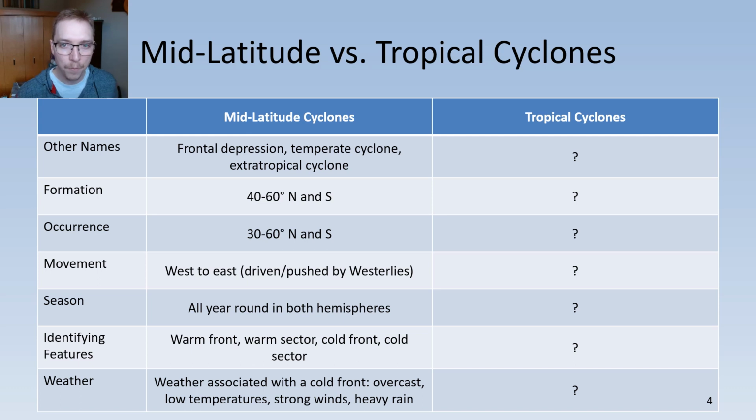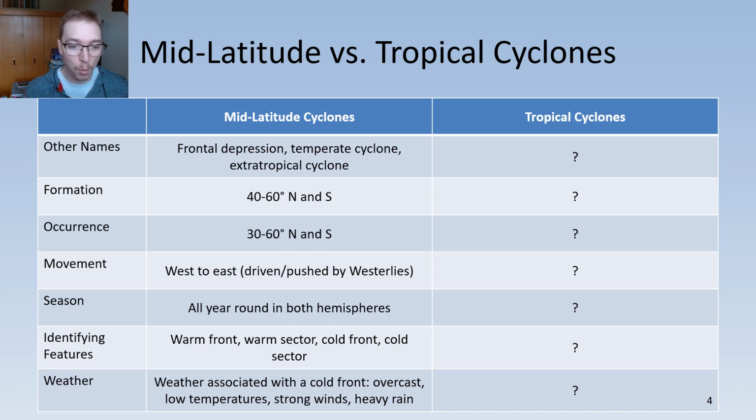So if we put them all together, for mid-latitude cyclones, as far as other names, we've got frontal depressions, temperate cyclones, or extratropical, outside the tropical zone cyclones. They form between 40 and 60 degrees north and south latitude. They occur between 30 and 60 degrees north and south latitude. They can go out of that 40 range. That's why we're seeing the lower one there. Movement is west to east, driven or pushed by westerlies. They occur all year round in both hemispheres.